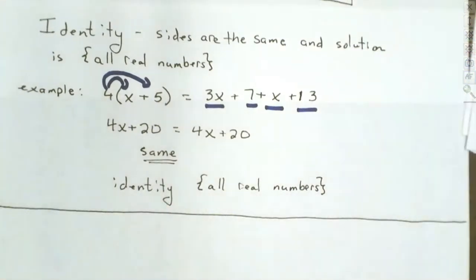We don't encounter identities very often. Mostly we encounter conditional equations. But once in a while, you may have an identity. And again, what's an identity? Identity just means the sides are the same. It's a true statement. They equal each other.